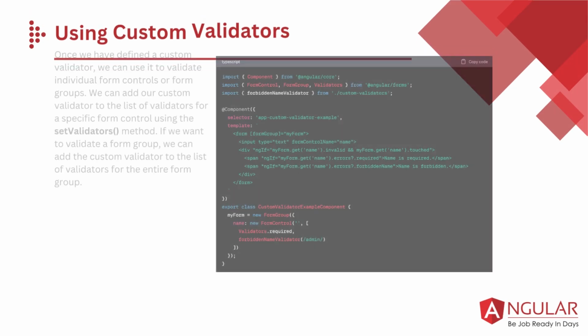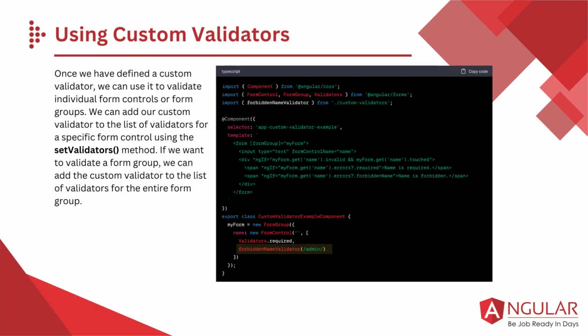2. Using custom validators. Once we have defined a custom validator, we can use it to validate individual form controls or form groups. We can add our custom validator to the list of validators for a specific form control using the setValidators method. If we want to validate a form group, we can add the custom validator to the list of validators for the entire form group.